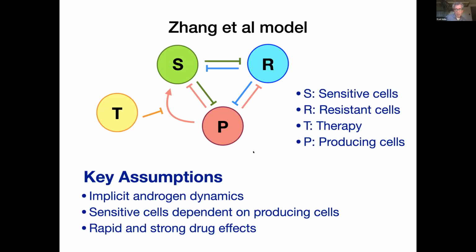So what are the key assumptions? In this model, it has implicit androgen dynamics. That is, it's built into the way that this is repressed via the carrying capacity. It has that the sensitive cells are dependent on these producing cells. That is, there are no other external sources of androgen. And the effects of the drug are extremely rapid and extremely strong in the way this is parameterized.